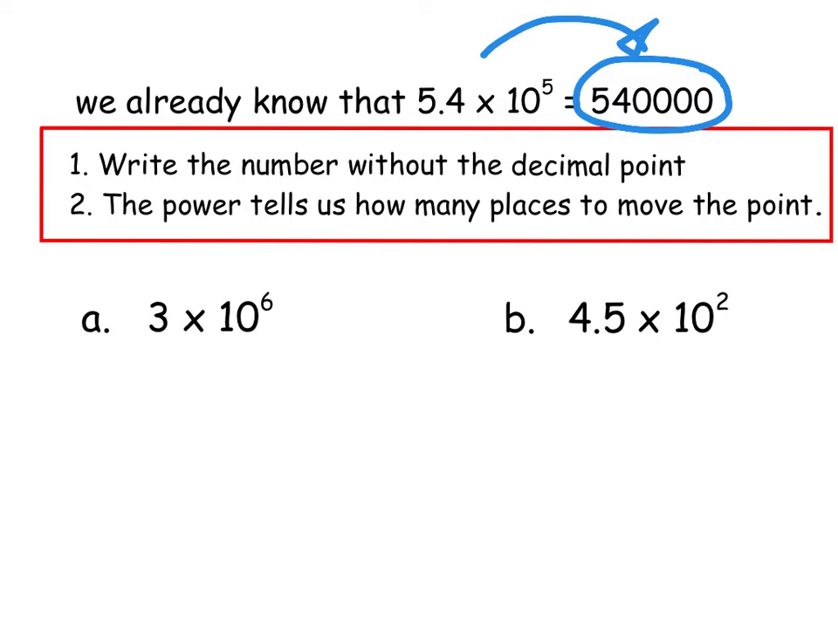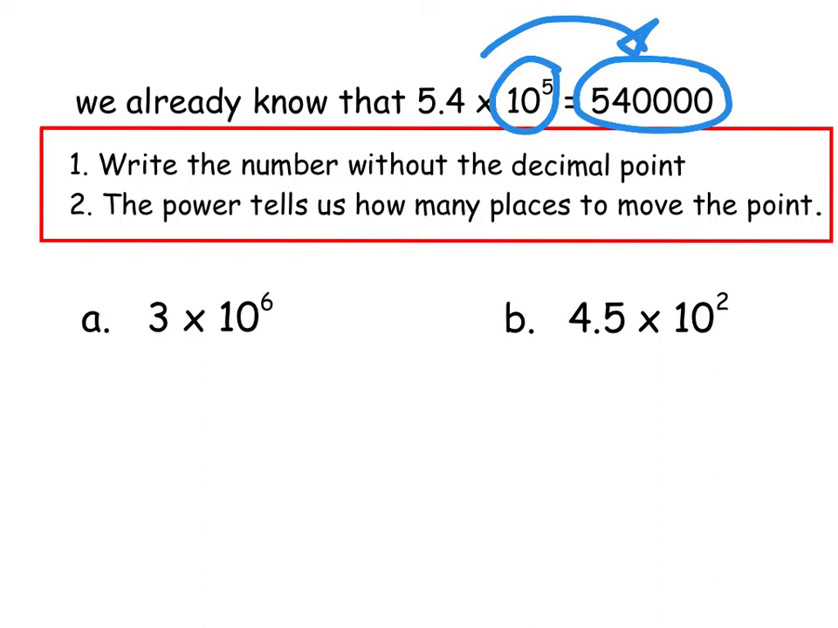Now remember, what we're really doing here is we're starting with the number 5.4 and we're timesing by 10 5 times over. That's what the power tells us. So one way of doing it is you could start with the 5.4 and you could imagine moving that decimal point 5 places.